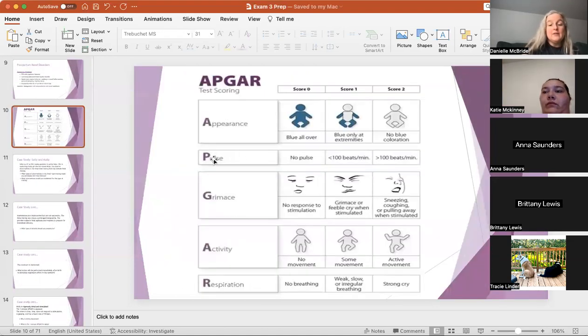If you look at the APGAR scoring tool for pulse, the baby gets 2 points if the heart rate's greater than 100, and they get 1 point if the heart rate's less than 100, because at least they're trying, but that's not really where we want a baby's heart rate to hang out, right? What's a baby's heart rate supposed to be?